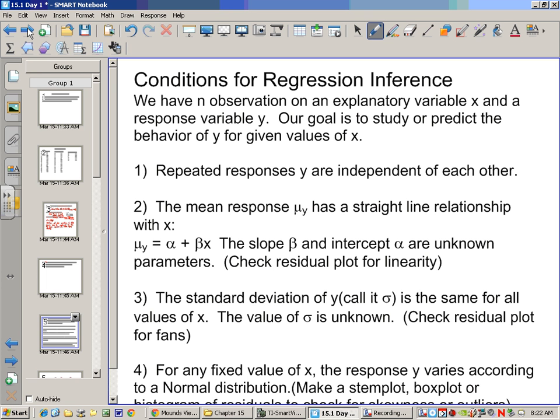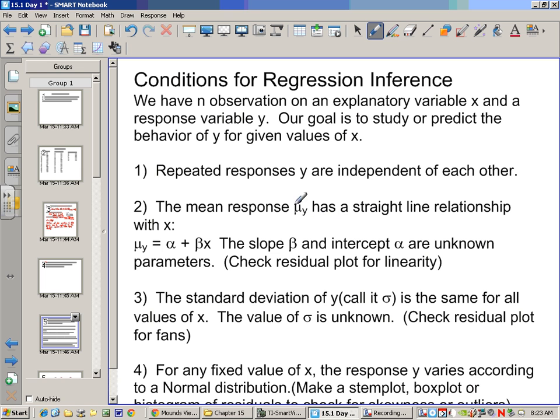To do inference, we'll have to look at conditions. Now regression has conditions that are completely different than our past conditions. The first one is familiar: repeated responses y are independent of each other. Mainly, we can't take one person and check their IQ 4 times. Those would be dependent on each other. So we just have to make sure that each value is independent.